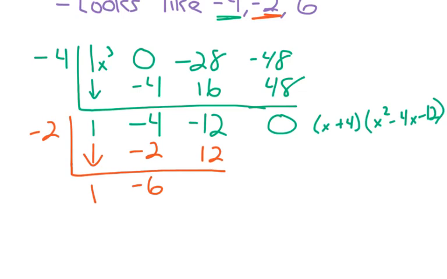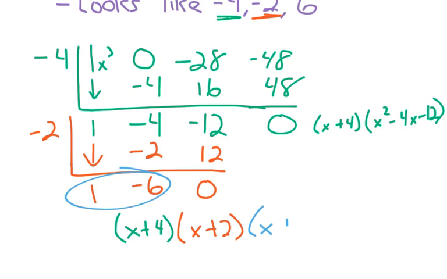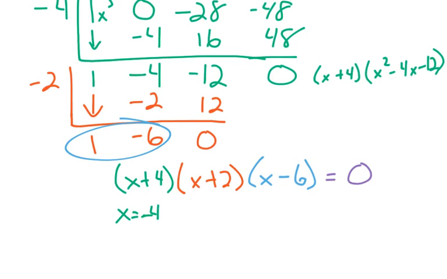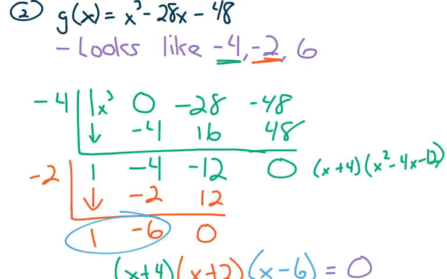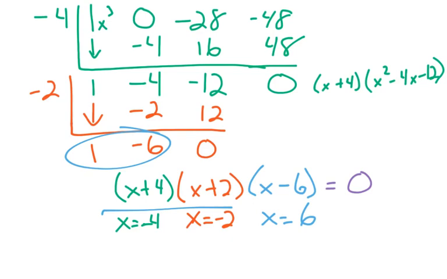So originally it was x plus 4. That was what the negative 4 told us. The negative 2 now tells me x plus 2. And what I'm left with down here is x, not plus 6, it'd be x minus 6. And this was all equal to 0. So my solutions: we already know it's negative 4, we showed that earlier. We also showed x equals negative 2, that's what we did in red. Now x minus 6, that's just another single-step equation. x is equal to positive 6. And wouldn't you know, negative 4, negative 2, and positive 6. These are our solutions right here.